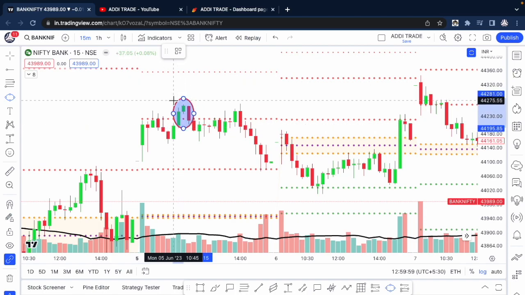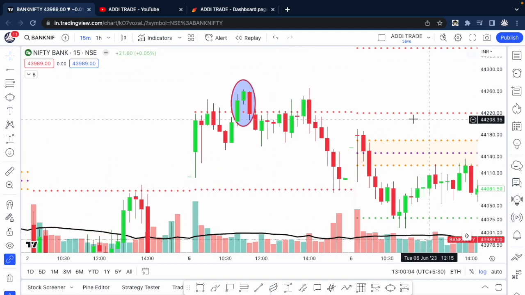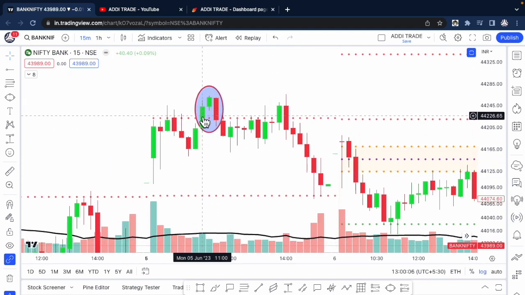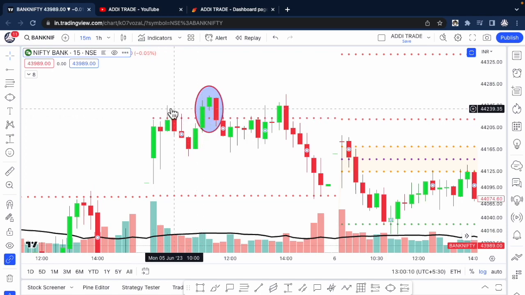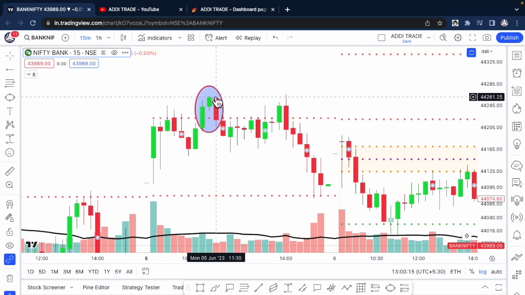Now over here, definitely, I would have taken a long trade after this candle, a nice strong candle closing above R1 with all these wicks. We are getting a close, and there was a follow-up candle. Immediately this red candle came.